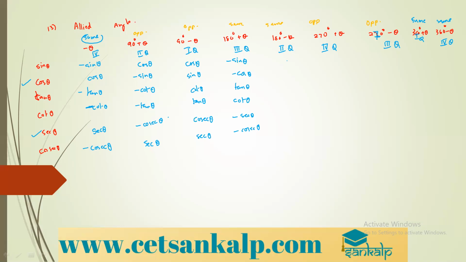In the second quadrant, only sine and cosecant are positive and same. So sine is same and positive. Cosecant is same and positive. Remaining all are same and negative. Minus cos theta, minus tan theta, minus cot theta, minus secant theta.